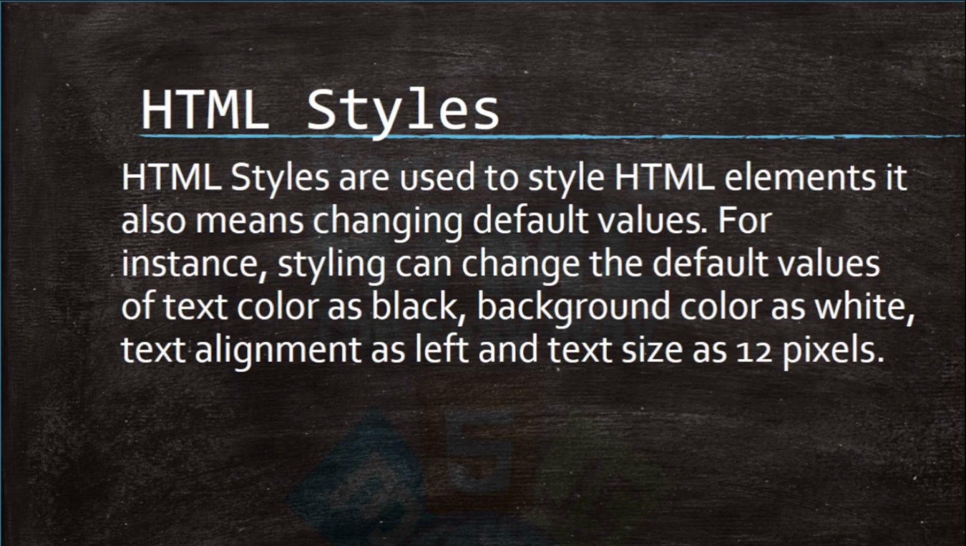Today we'll be looking at how to write HTML style. What is an HTML style? HTML style is used to style an HTML element and also to make changes to default values. For instance, styling can change the default value of a text color as black and background as white, text alignment as left, and the text size as 12 pixels.